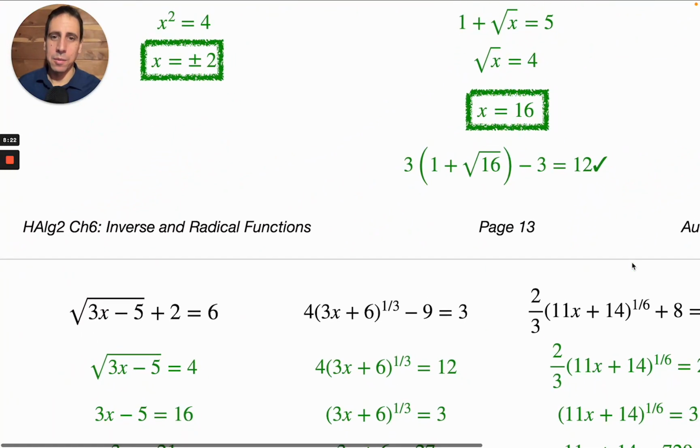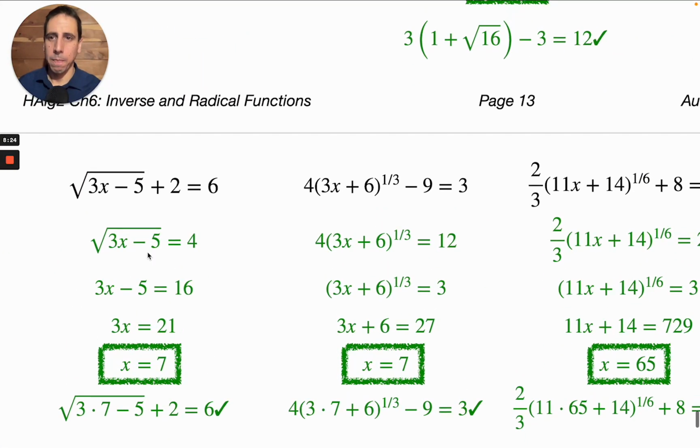Let's keep going. Let's keep practicing. Here, square root of 3x minus 5 plus 2 is equal to 6. Let's get rid of everything outside of the radical first. That's like, let's undo this addition because it's outside of the radical. And we get the square root of 3x minus 5 equals 4. Square both sides, we get 3x minus 5 equals 16. Undo the subtraction, undo the multiplication, you get x equals 7.